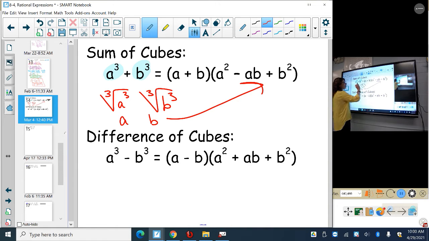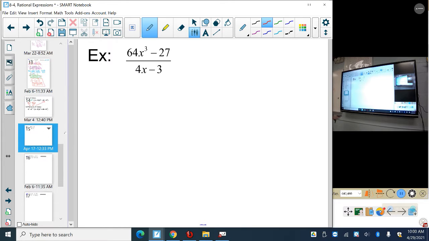So I'm going to have the cube root of a is a, the cube root of b is b, and then I'm going to take the a squared, multiply them together and subtract it, and then I'm going to take the b and square it. Same thing here. So let's actually apply this formula.